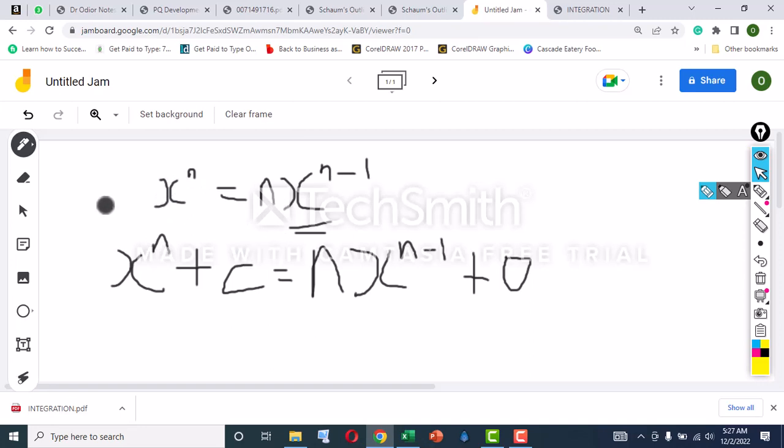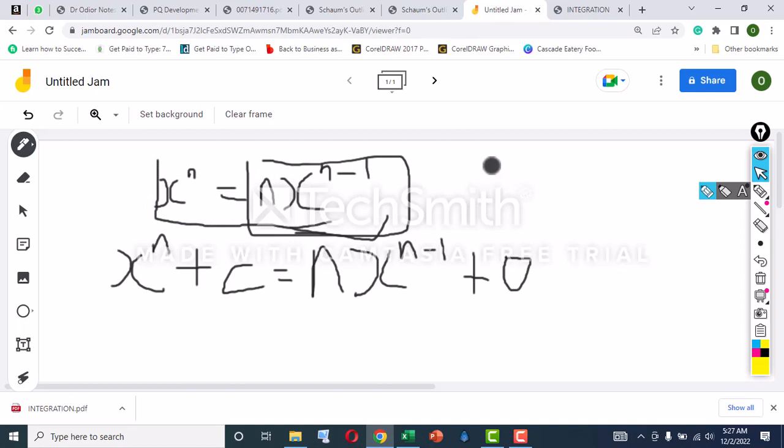Now integration is the opposite. What if we are now given this? How do we come back to this? That is integration. When we are given the answer to the differentiation, how do we come back to the function we differentiated? That's integration. Now integration follows a general formula, just like differentiation has a general formula.